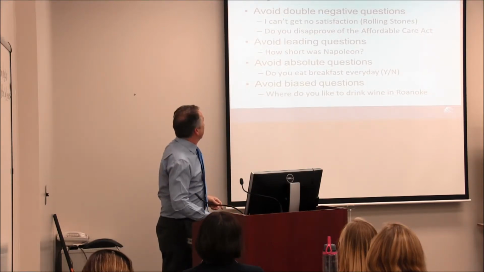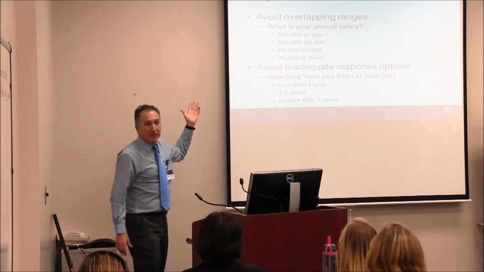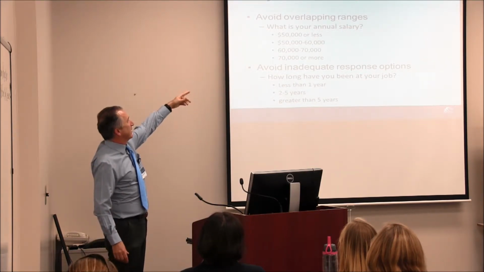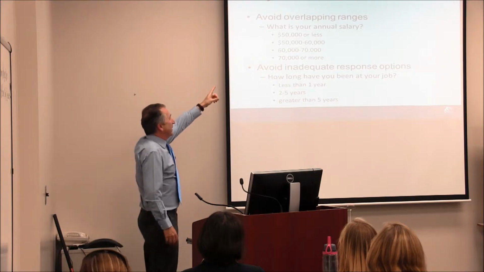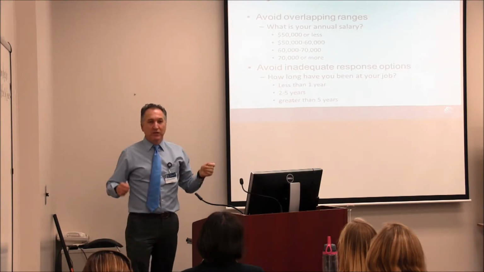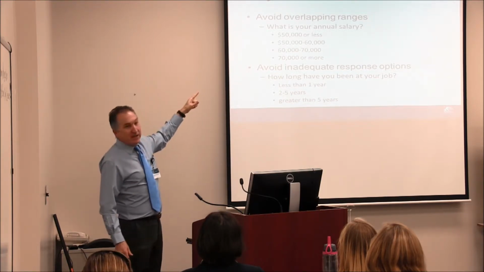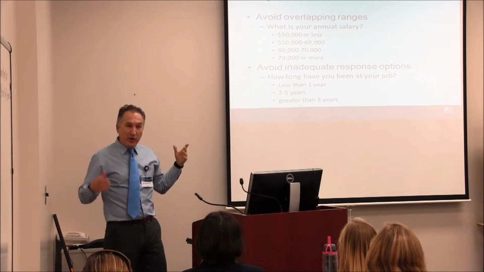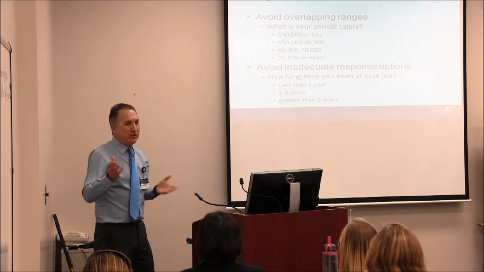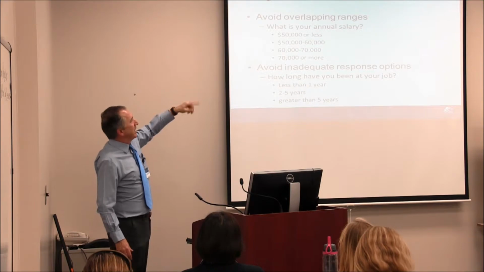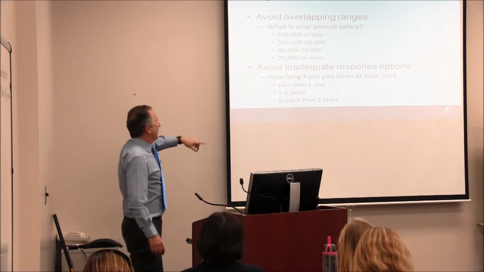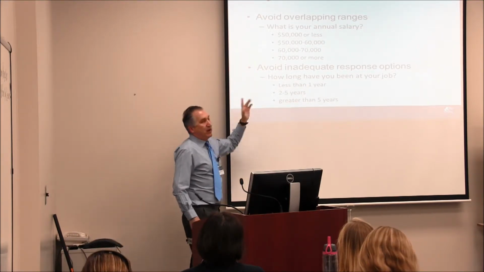The other thing is avoid overlapping ranges. This is a very common mistake. What's your annual salary? You can see here, A is $50,000 or less, so you could check that box. But then B is $50,000 to $60,000. So if you actually make $50,000, you could skew the results by checking either the first category or the second category.